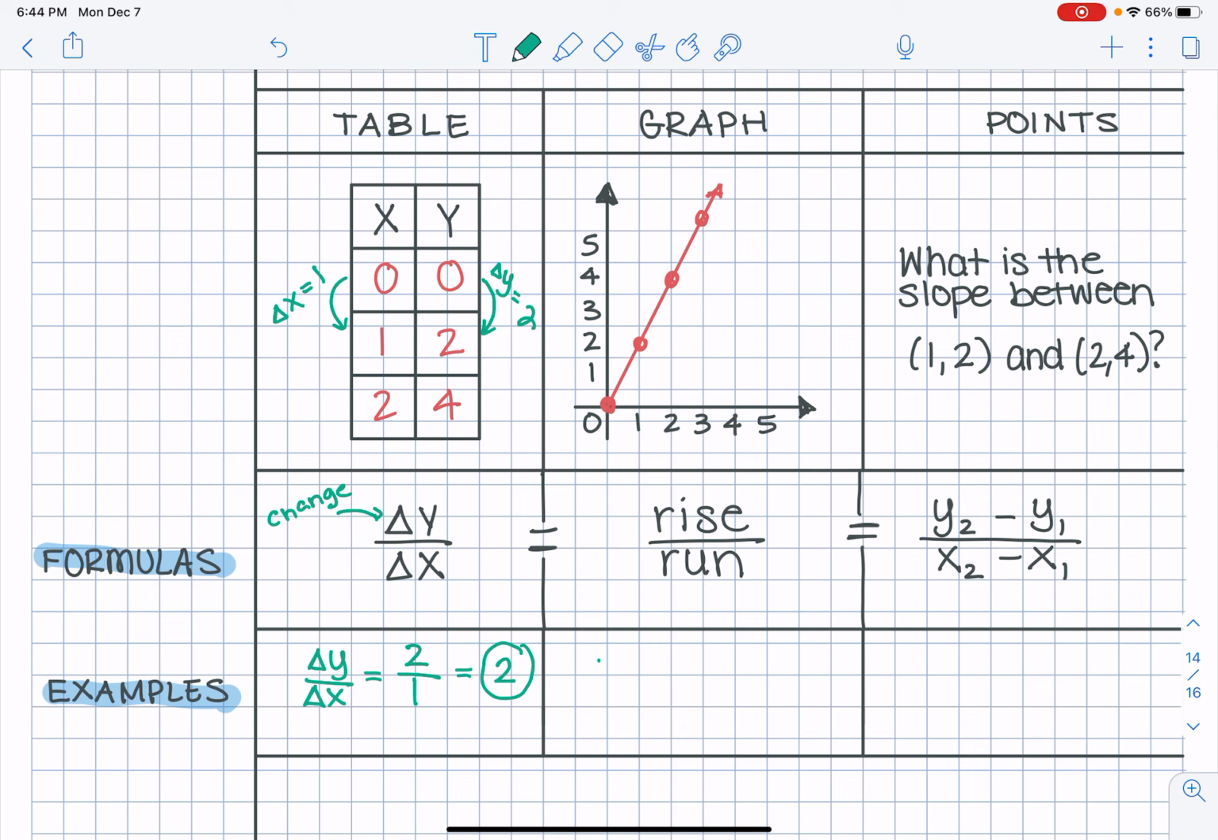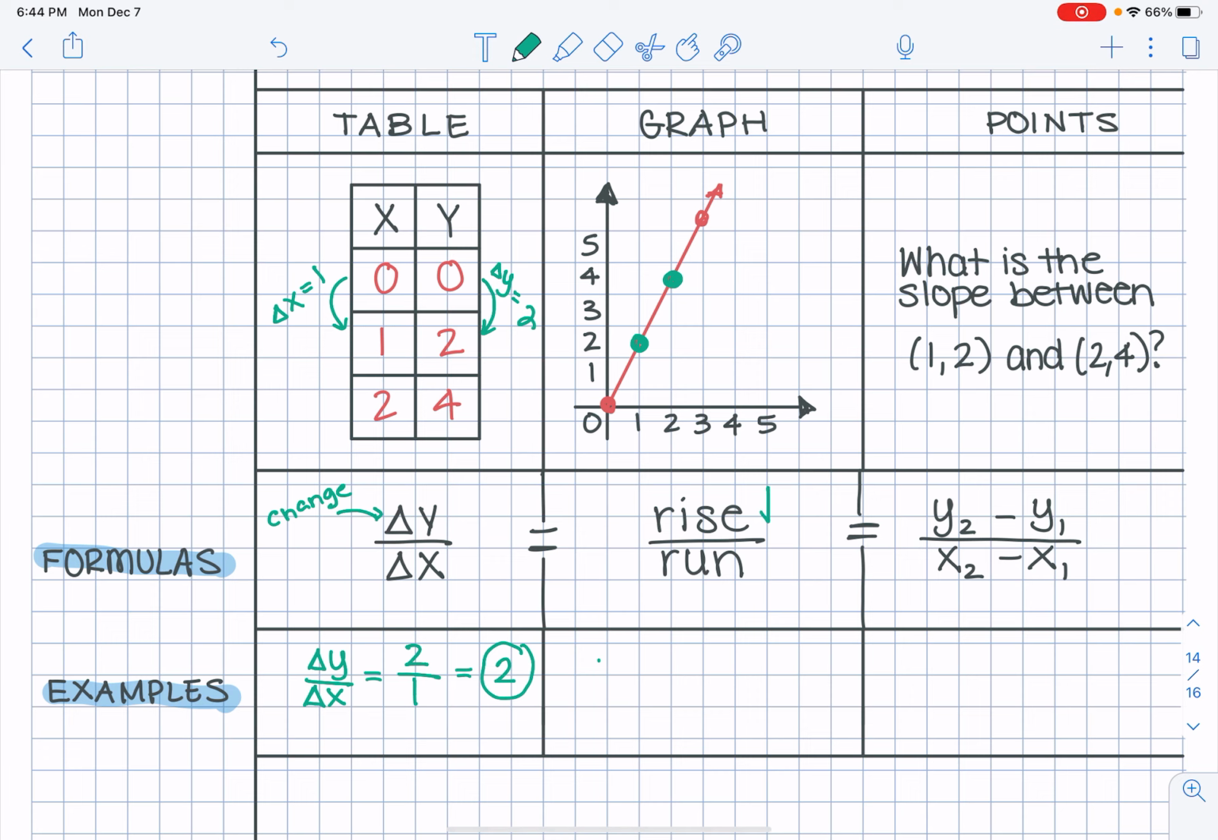When I look at a graph, it's the same thing. We just call it something else. We call it rise over run. It's the same thing though, because look at what I'm about to do. Let's pretend I have 2 points. I want to focus on these 2 points right here in green.